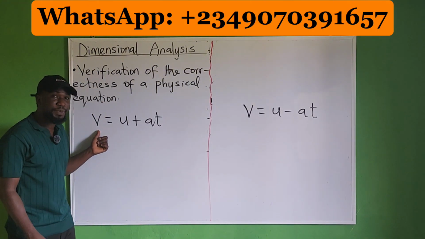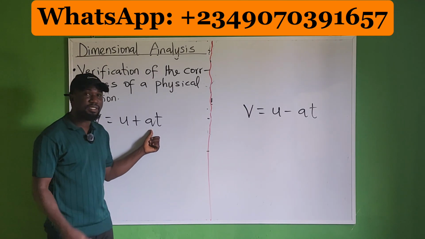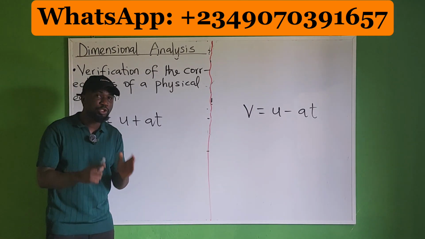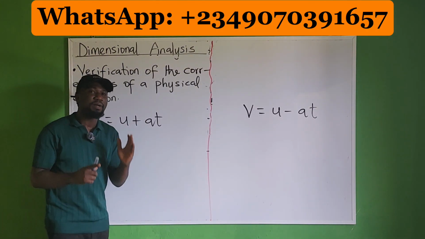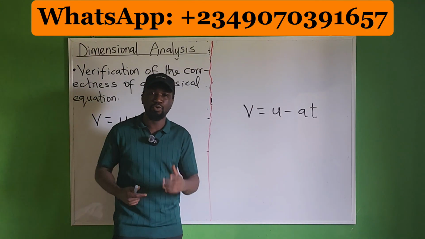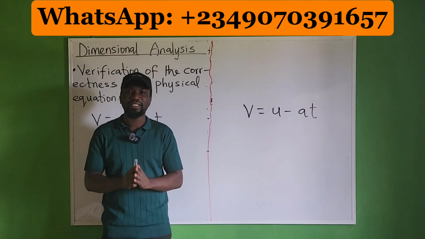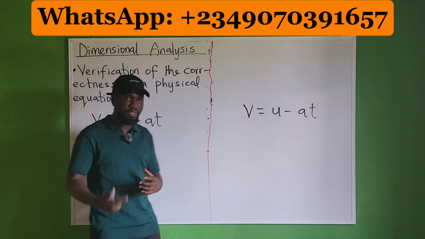V is final velocity, u is initial velocity, a is acceleration, and t is time. So you need to know the dimension of each of these quantities. I'm begging you, in case you do not know about the dimension of physical quantities, please kindly check the video you can see right here on the screen for you to know everything about dimension.